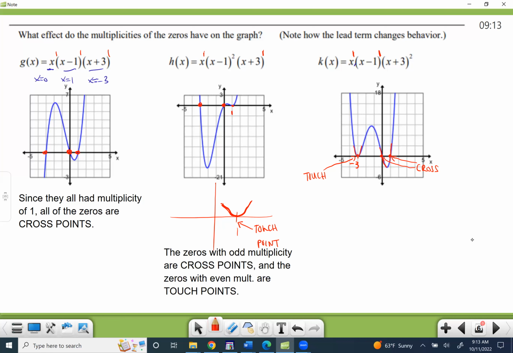Okay. So it is really important, the multiplicity of each one of these zeros, because that's going to determine if it crosses or touches at that spot, okay? And so this box right here is really, really important, okay? And so they just say it right here in red, so it's nice and bold for you, okay? Summing up what we just said on the last slide.